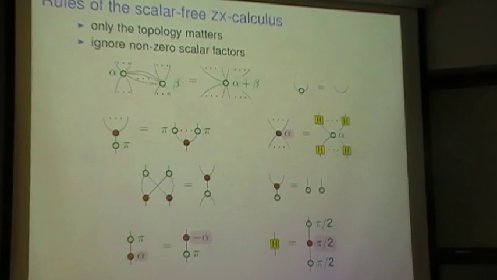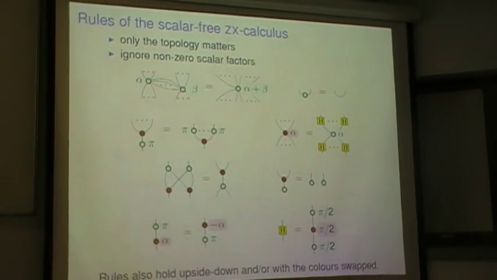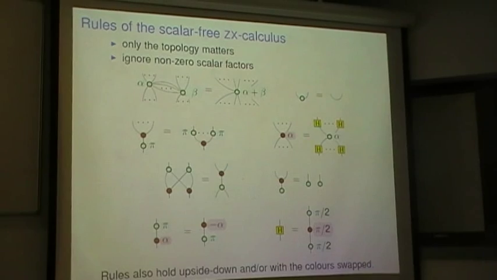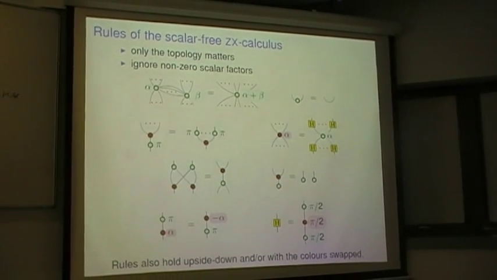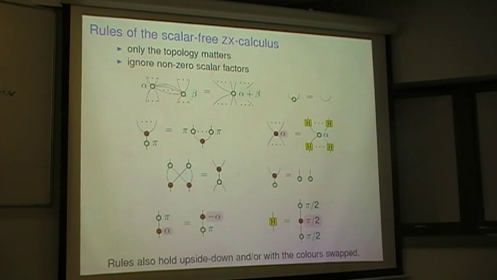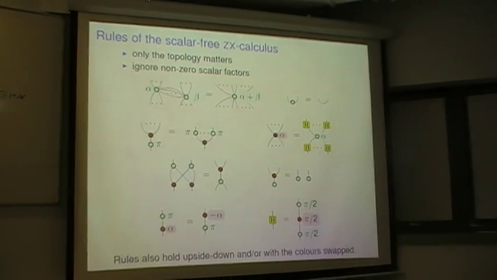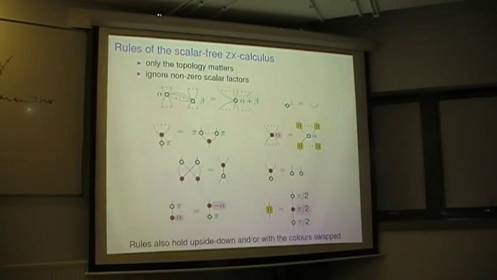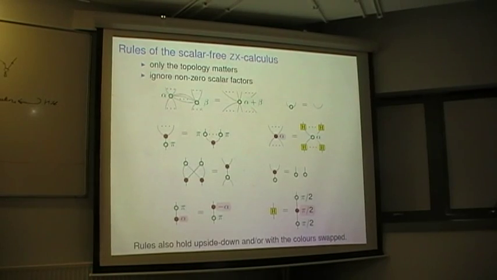So I've told you how to construct ZX calculus diagrams and how to translate them into matrices, but in order to do computations graphically, what we need are rewrite rules that allow us to transform diagrams into other diagrams. And these are the rewrite rules of the scalar-free ZX calculus, so the version where we forget scalars. And in fact, we have this one explicit rule that says anytime we have a scalar that isn't zero, we can just ignore that, so we drop that from our diagram.